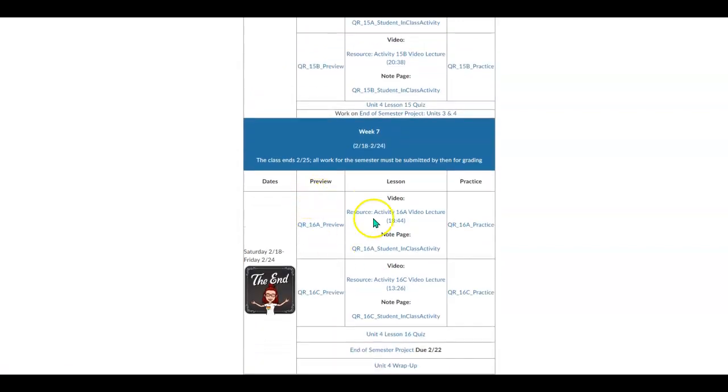For week 7, you have 2 lessons to complete, and that'll round out Unit 4. So then you're going to have your wrap up. Your project is going to be due by the 22nd, and this gives me time to grade it. And if any updates need to happen, you'll have that time frame, and then you have 1 quiz.